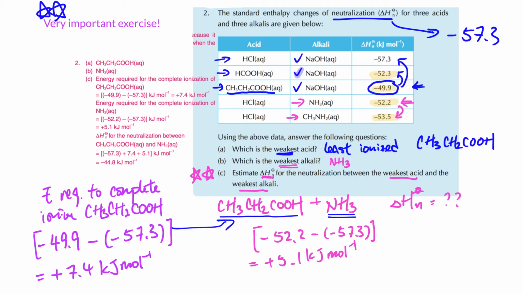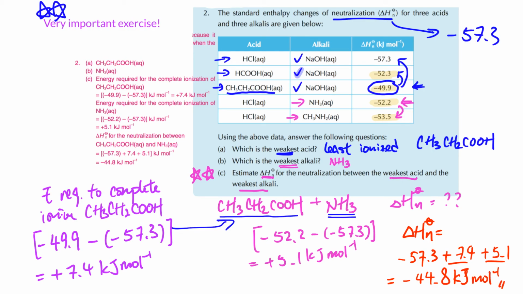So lastly, the standard enthalpy change, what will that equal to? This one will then be equal to 57.3 plus 7.4 plus 5.1. This one is the energy absorbed to ionize propanoic acid and also ammonia. So by solving this, you will find that most likely that will only be releasing 44.8 kilojoule per mole. So this one is a very interesting example. I highly recommend you to tag it in your book and then redo it a few times.